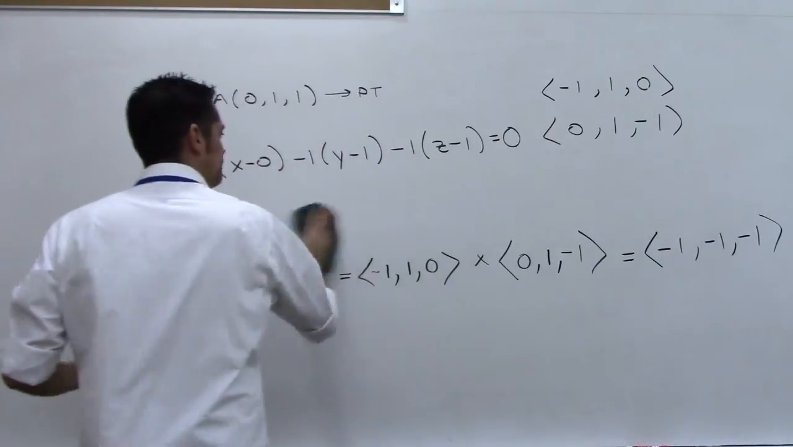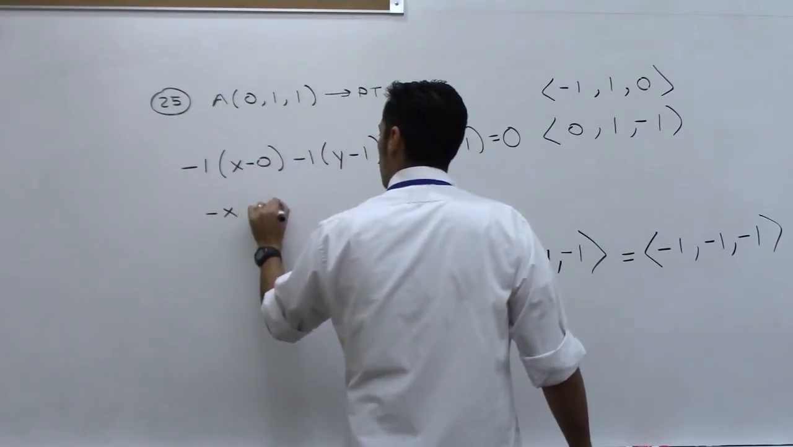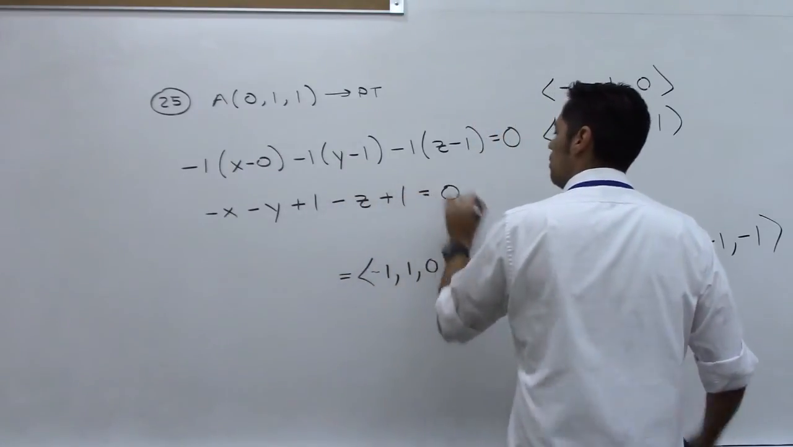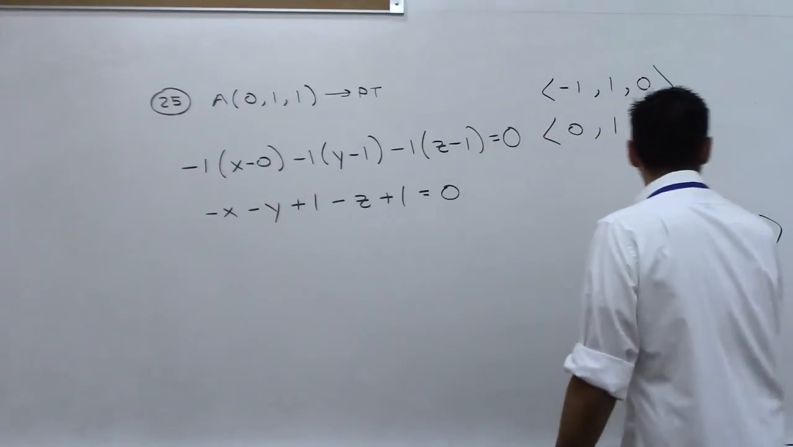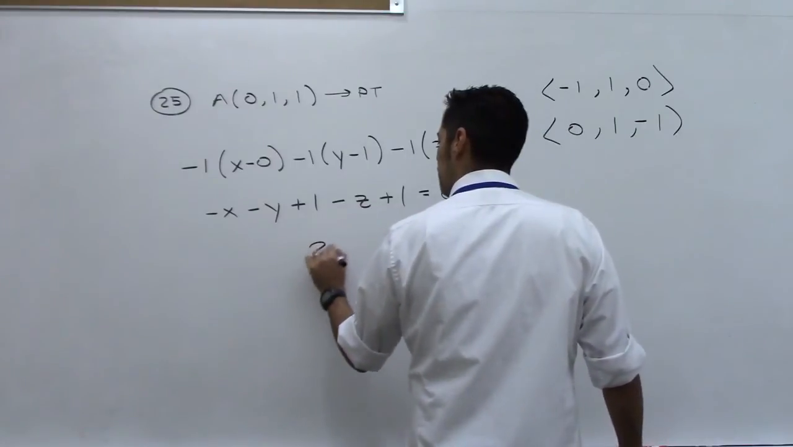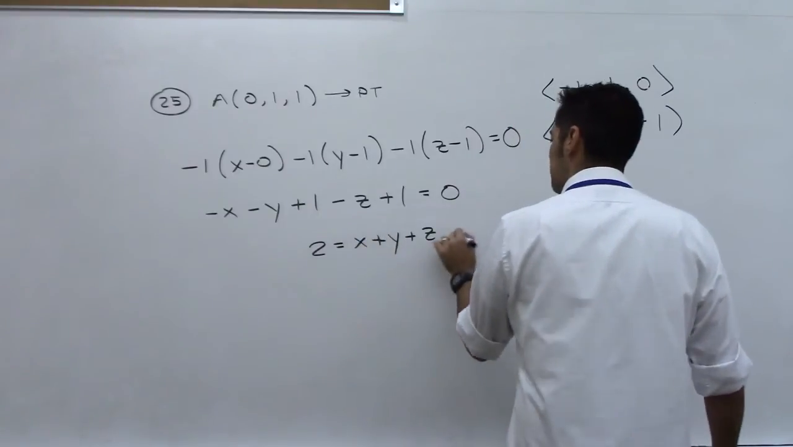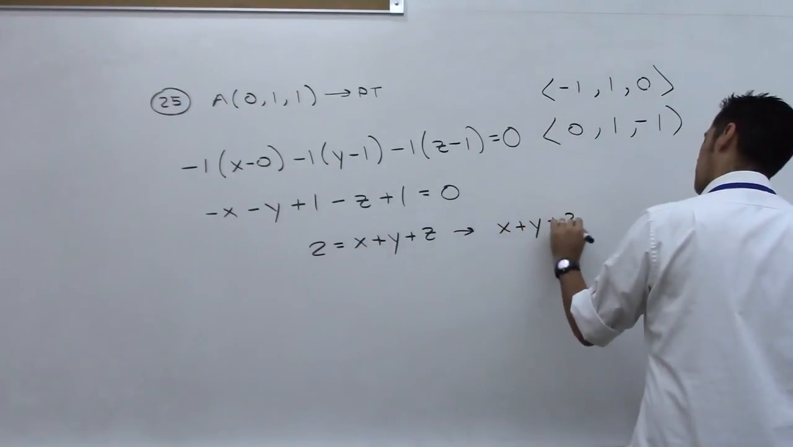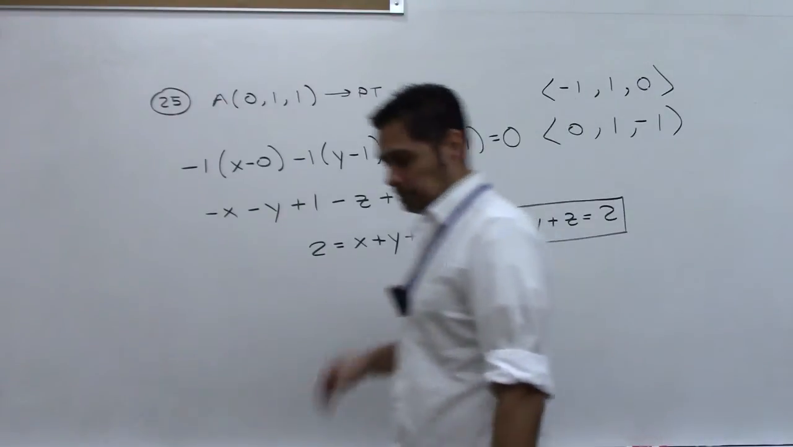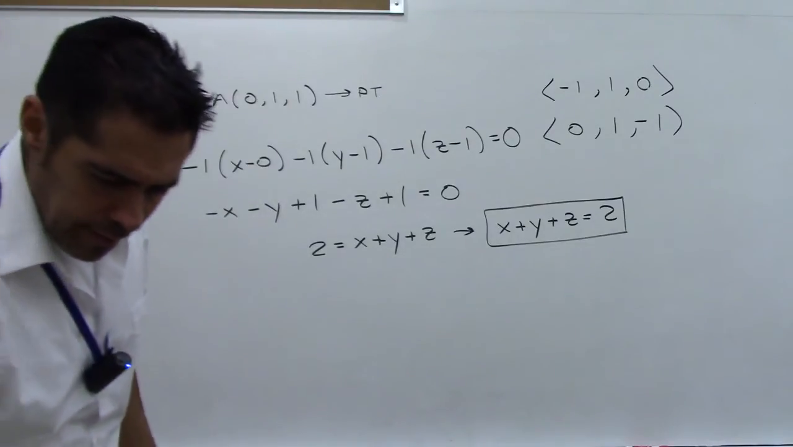And then at this point, I just distribute through, get negative x minus y plus 1 minus z plus 1 equals 0. And I need all my variables on one side. I could leave them on the left, but they're all negative, so why don't I move them to the right? The left side will be 2. Then I get x plus y plus z. And that's the same as writing it the other way, x plus y plus z equals 2. And that's it. That's number 25.